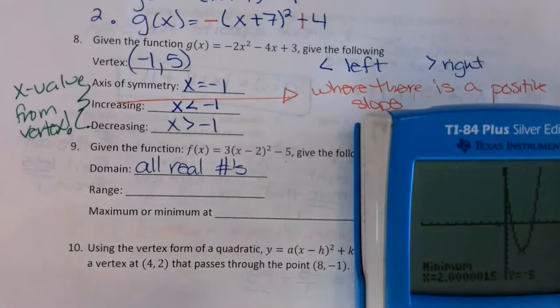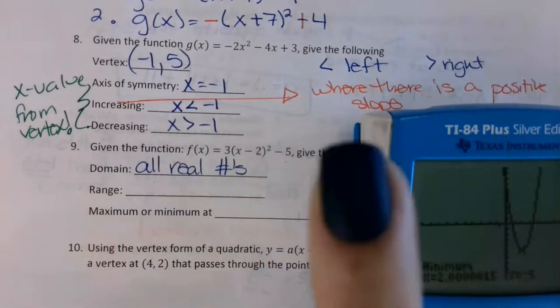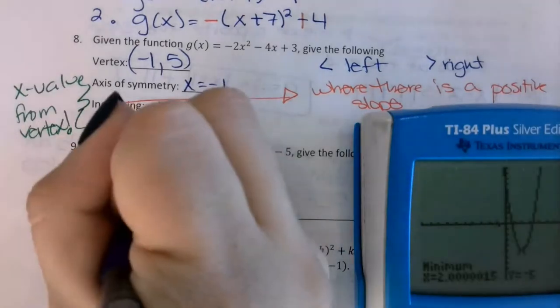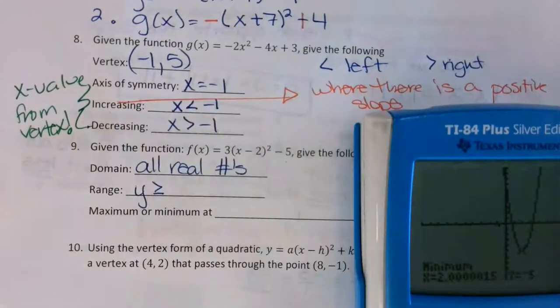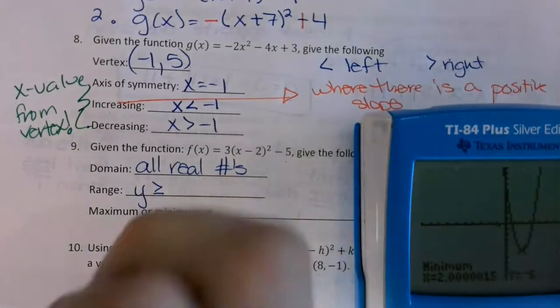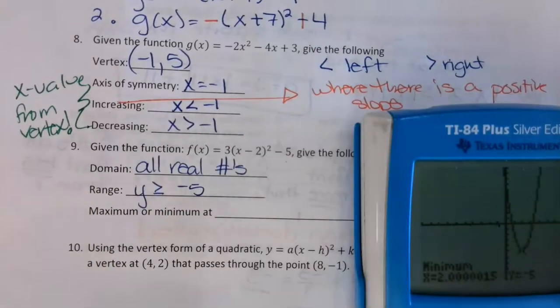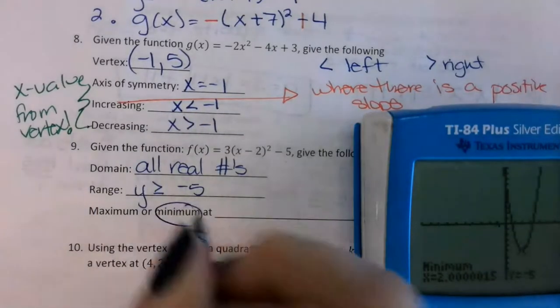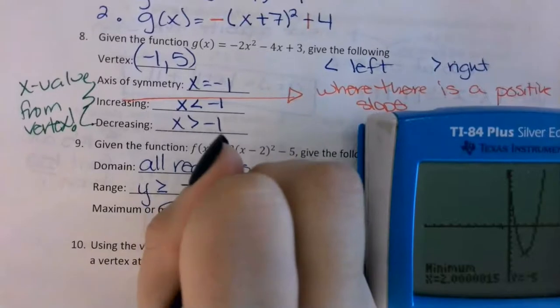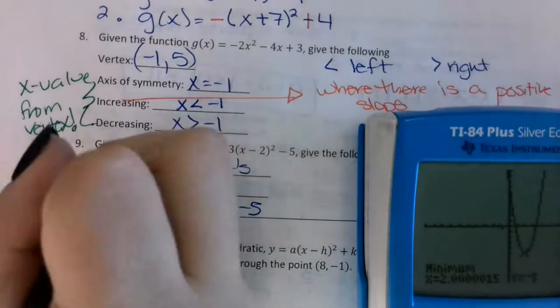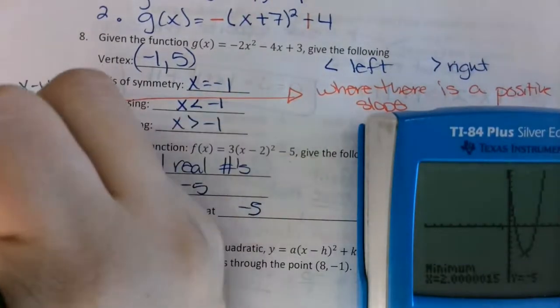Then my range is, since this graph is going up, I want it to be y is greater than or equal to my minimum y value, which was -5. And this is a minimum, and my minimum value is at -5. So these two pieces are for my y value from vertex.